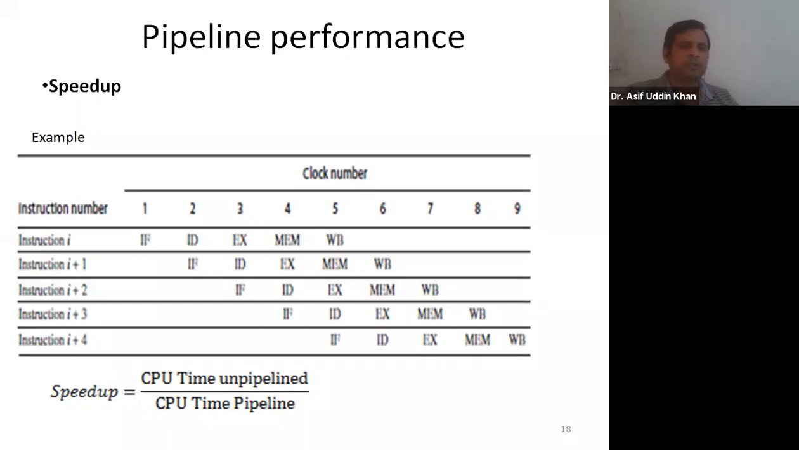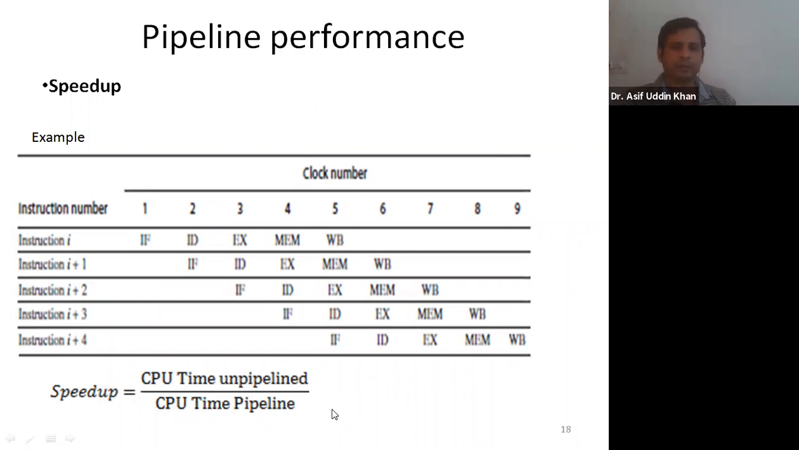Speedup means how much faster the new processor is. Suppose we have two processors, one using pipelining and the other not using pipelining. How much speedup does the pipelined processor have compared to the one that is not pipelined? You just divide the CPU time of the unpipelined processor by the CPU time of the pipelined processor. Whatever you get is the speedup of this pipeline. This is the pipeline speedup equation: speedup equals CPU time of the unpipelined processor divided by CPU time of the pipelined processor.